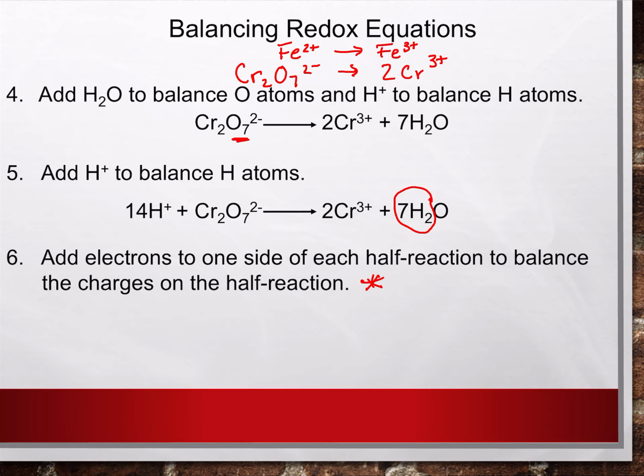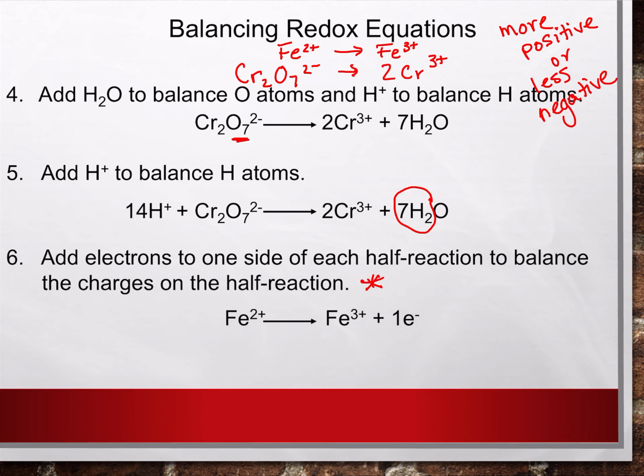So you're always going to add electrons to the side that is more positive or less negative. That's how you're going to know where to add electrons. You're going to add it to the one that is more positive or less negative, because essentially, you can only add electrons. So we see we have 2 plus and we have 3 plus. We're going to add it to the more positive side, so we're going to add 1 electron to the right side. So when we add up the charges on the right side now, 3 plus plus 1 minus gives us 2 plus on the right, which equals the 2 plus on the left.